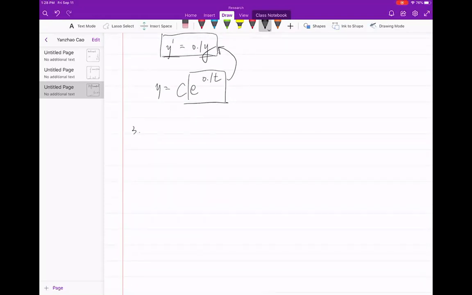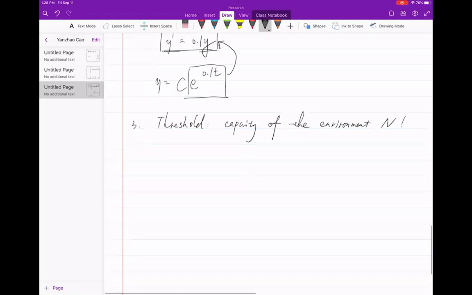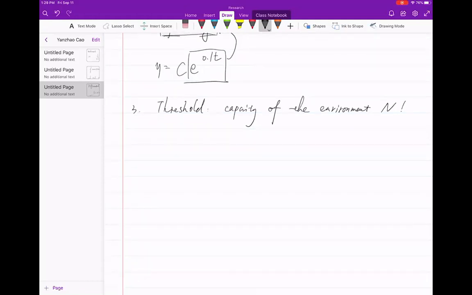Okay, so naturally, we should not have unlimited growth. Instead, we should have a threshold, which is called the capacity of the environment. Let's call this number N, capital N. It can be 5,000. It can be 10,000, depending on the resource. We still have this y. Now, what do you know about this y?